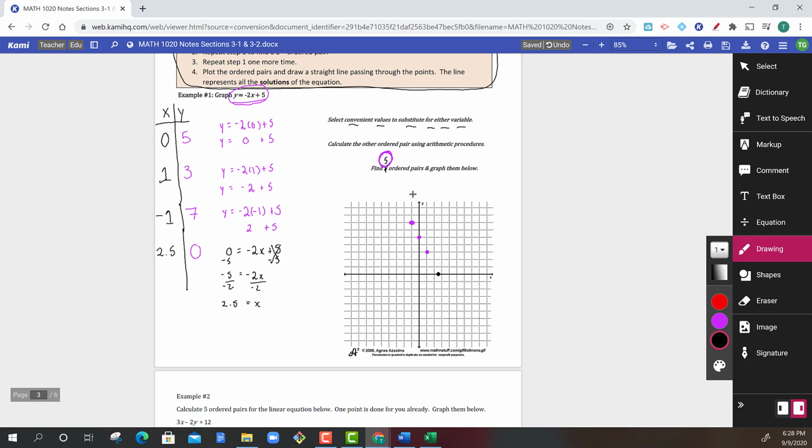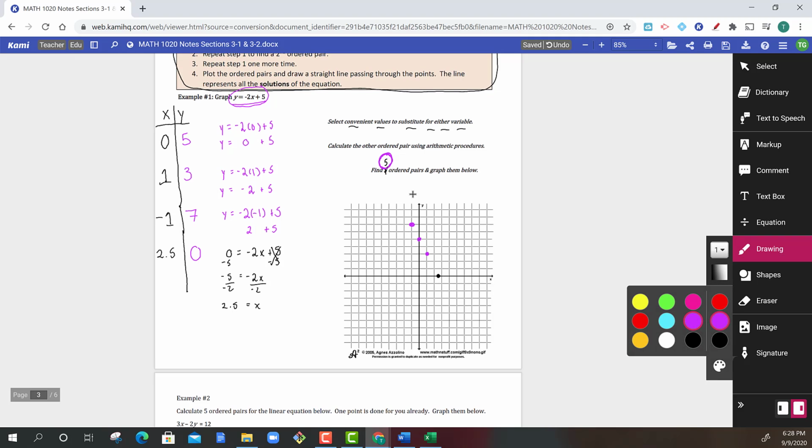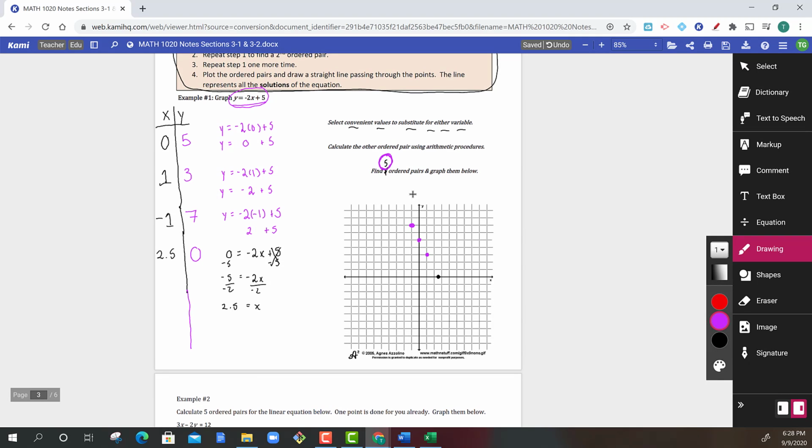And we need one more point, so let's pick a convenient value one more time for y. And I encourage you to try this last one on your own. Pause the video if you need to. This time we're going to substitute 1 for y and solve for the corresponding x coordinate.